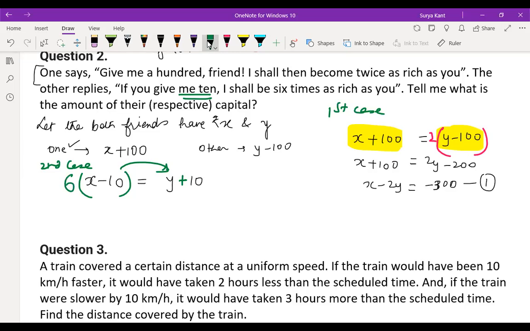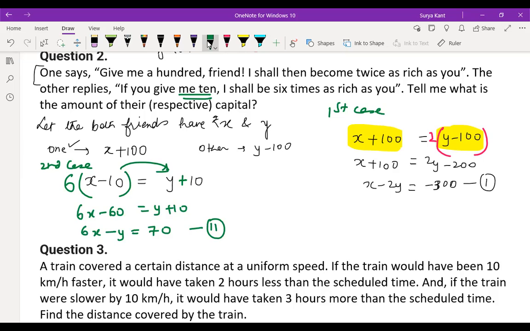If y tells x that if you give me 10 rupees, I'll become 6 times as rich as you, so 6 into x minus 10, that becomes 6x minus 60 is equal to y plus 10. So 6x minus y is equal to 70. So this is your second equation. Now you can solve both the equations. 6x minus y is equal to 70 and x minus 2y is equal to minus 300. Can you solve this, children?